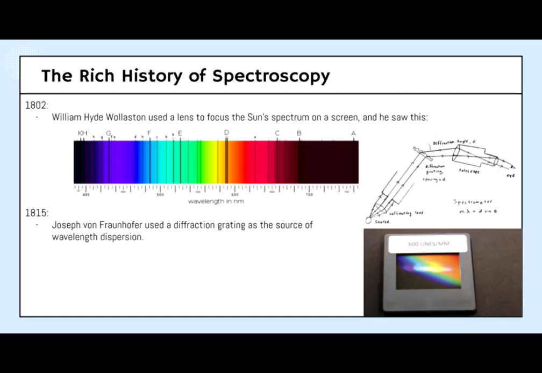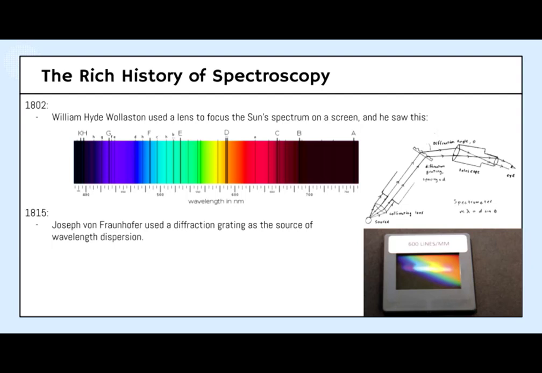Let's briefly talk about the history of spectroscopy. In 1802, William Hyde Wollaston built a spectrometer that included a lens to focus the sun's spectrum on a screen. Upon use, Wollaston realized that the colors were not spread uniformly, but instead had missing patches of colors.